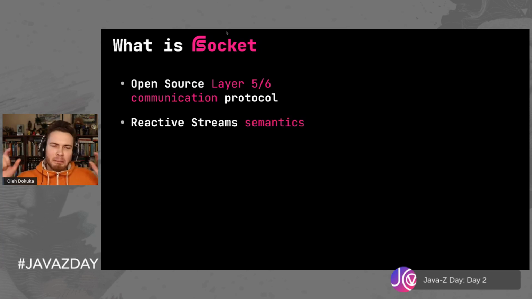Apart from that, the main idea of RSocket is resilience, and the first-class citizen that RSocket brings to the user is Reactive Streams semantics. For those who have never heard about it, Reactive Streams is a kind of specification for doing streaming within a JVM, for example, or basically within a system.